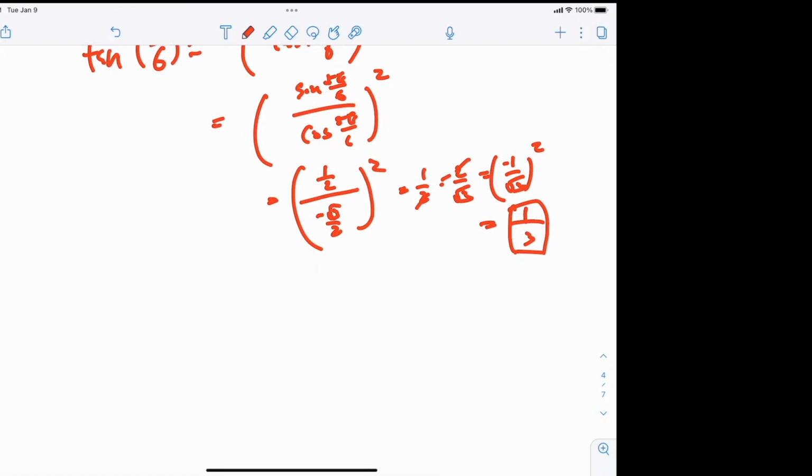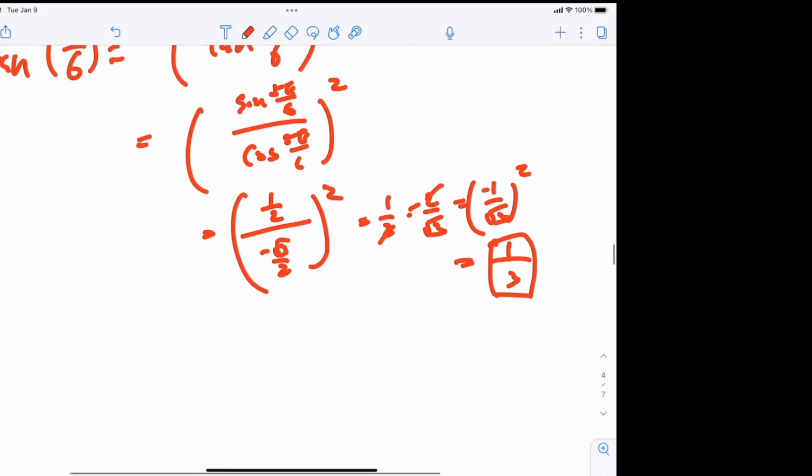Can you explain just that last step one more time? Oh, I take this divided by this. So it becomes keep, change, flip. So it'll be 2 over square root 3. And I don't need to rationalize it because I'm going to square it anyway, so they kind of go away. And the negative sign squared is going to be positive.